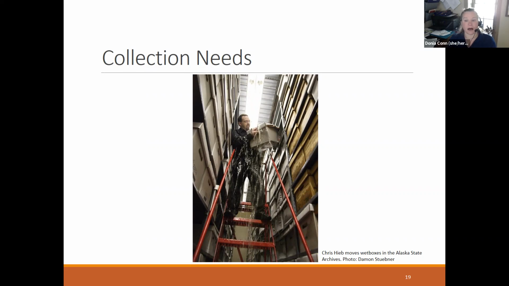And then always remembering that part of what we need to assess in terms of collections isn't just our accessioned collections, but it is those documents and that information that we need for the actual functioning of our institution.